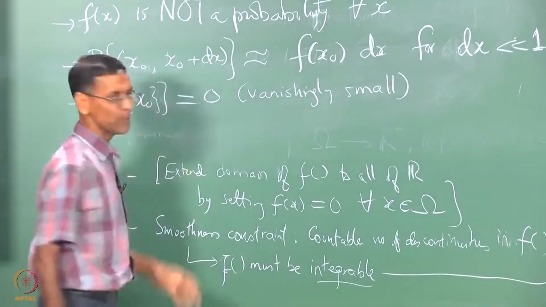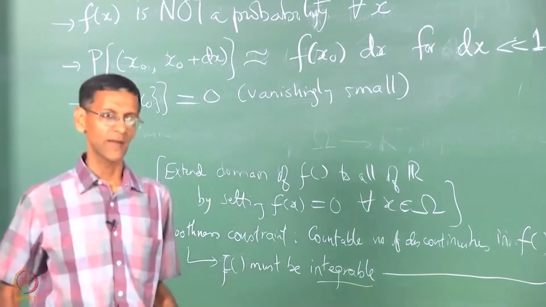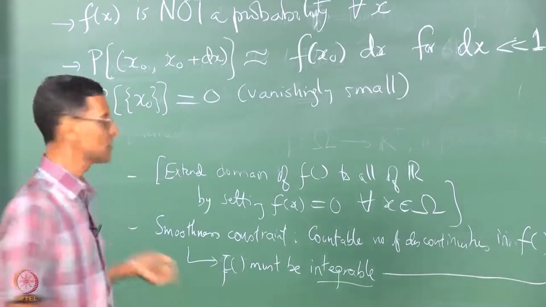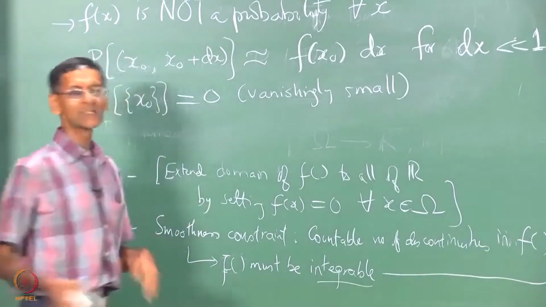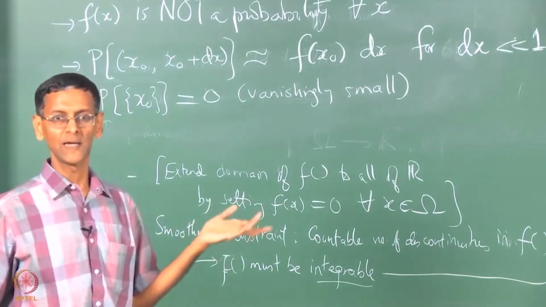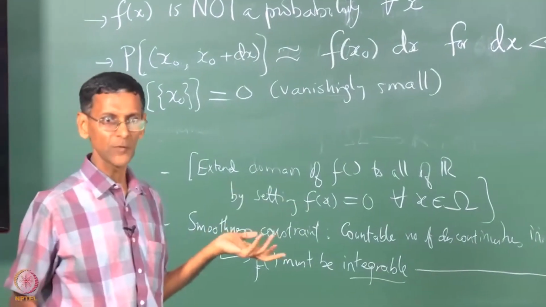Or if you do not like x naught to be at one end, you can put it in the middle and say x naught minus dx to x naught plus dx, or whatever. But essentially this kind of thing is just reflecting our imprecision in specifying or measuring exactly a real number, which we cannot in any way do in practice.